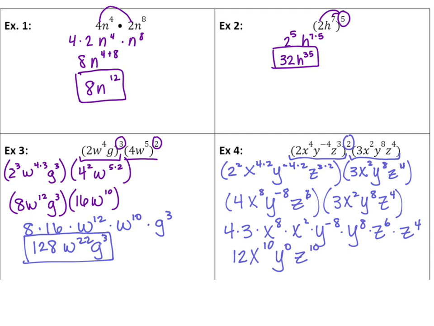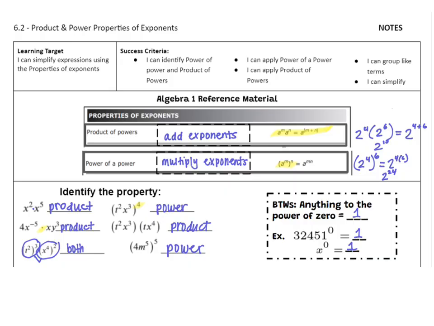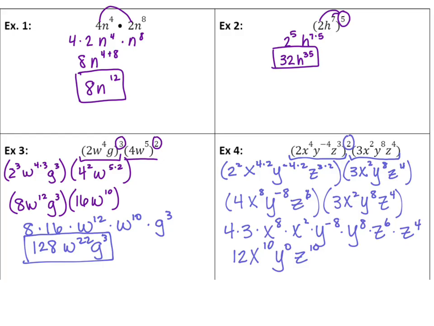Okay, and if you look back at that front page, what happens if there's a power of 0? It's just 1, so that y to the 0 becomes 1. And do we need to have a 1 times 1 in there? No, it's not going to change that situation. So we can go ahead and rewrite this equation as 12x to the 10th times z to the 10th, because y to the 0 power equals 1.